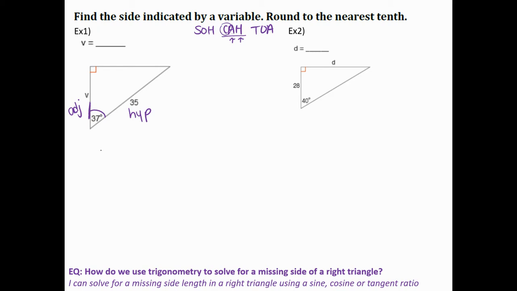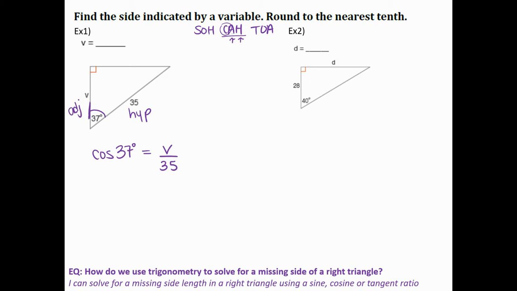And so I'm going to write out my equation. So here's how that looks. I'm going to say cosine of 37 degrees because that's my angle. So the cosine is what I'm using, but I have to say what angle I'm talking about. 37 degrees is going to equal adjacent over hypotenuse. So my adjacent is V over hypotenuse is 35.